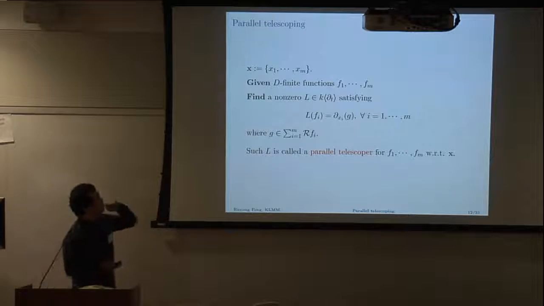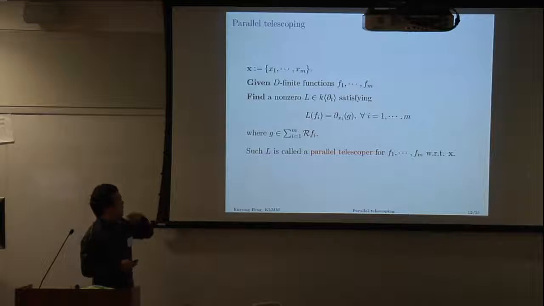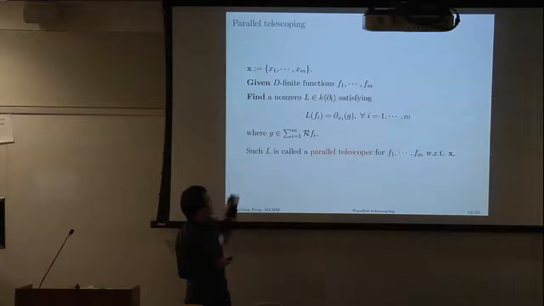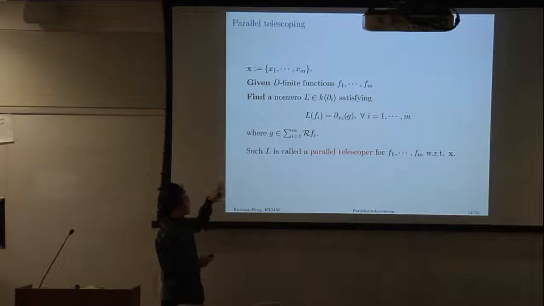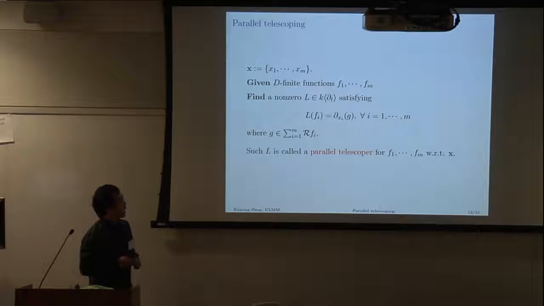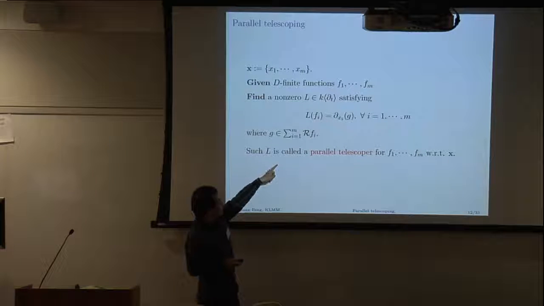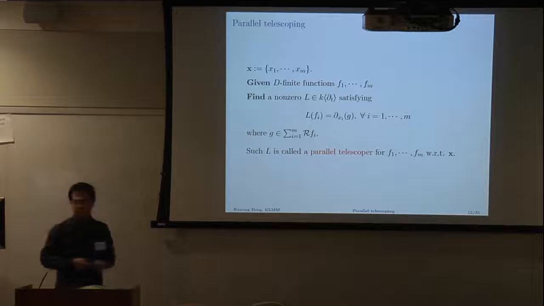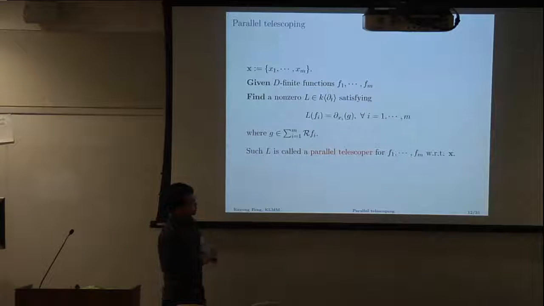Okay. And now here is our parallel telescoping problem. We are given definite functions f1, f2, ..., fm, and we try to find a non-zero linear differential operator L in dt with coefficients in small k such that L of f is equal to the derivative of g with respect to xi. And here we require g is an element in the submodule generated by f1, f2, ..., fm. Okay. And such L is called a parallel telescoper for these functions.